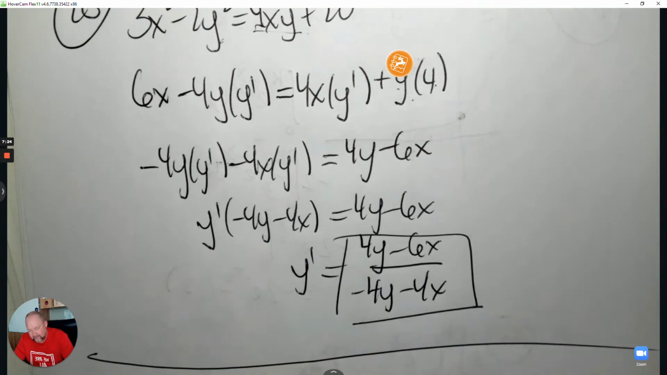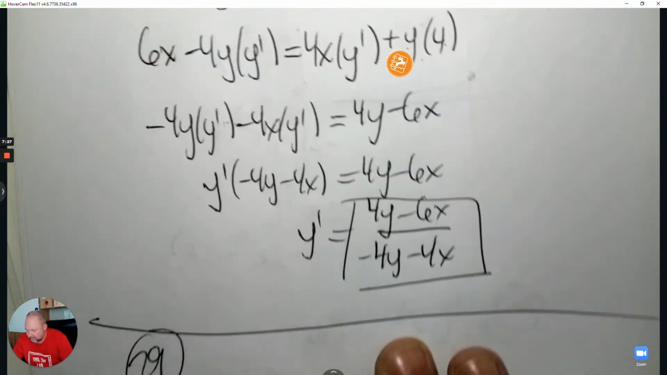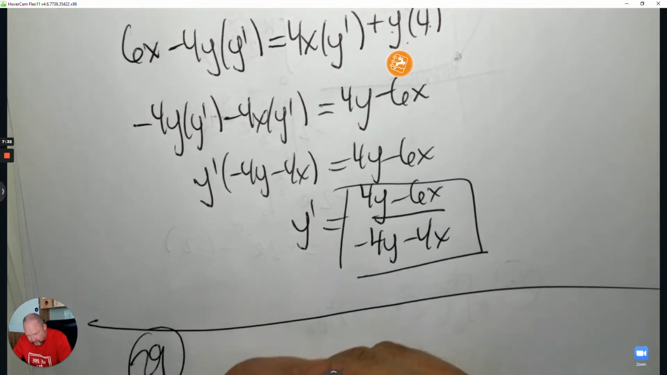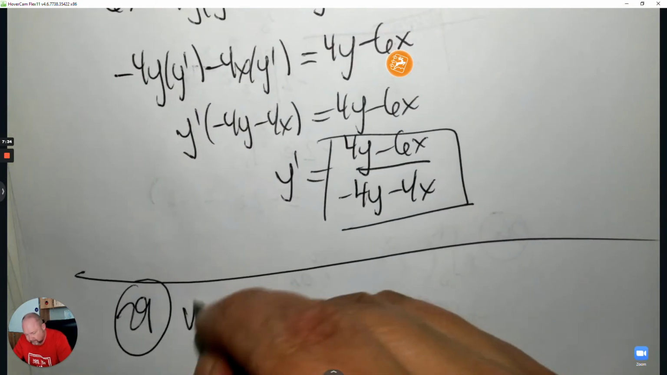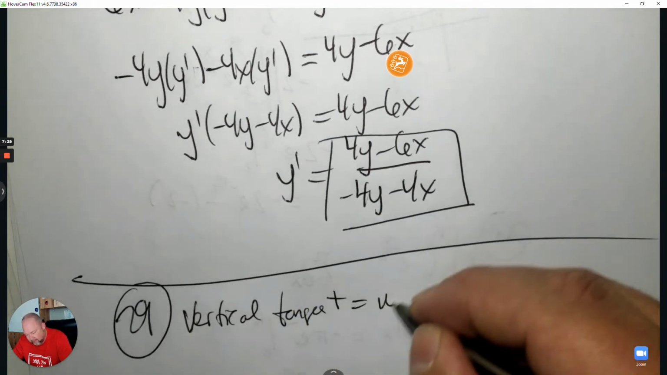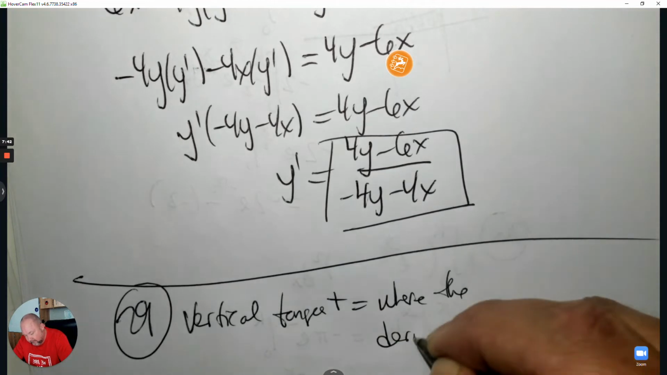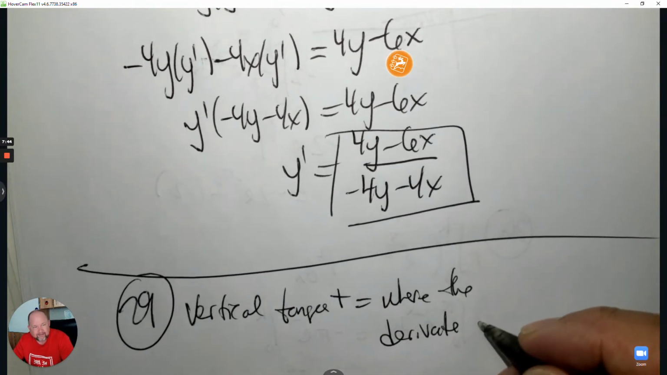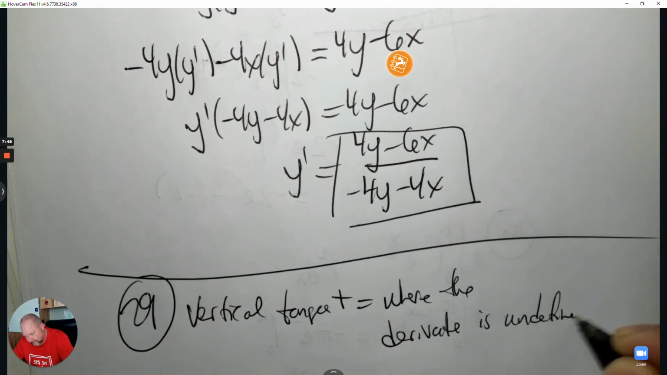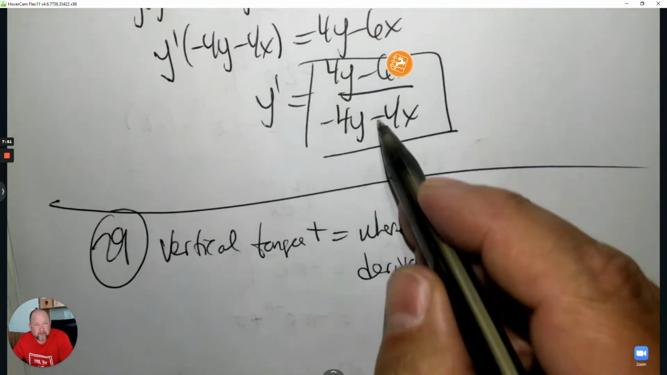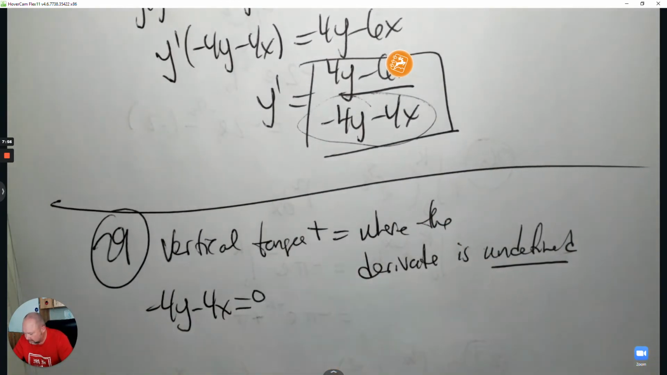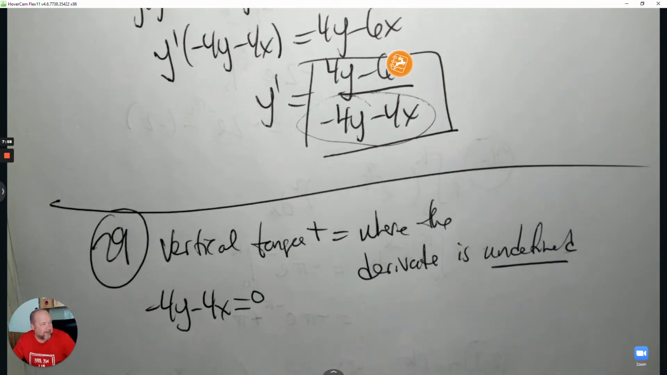Number 29. Oh, find the points in problem 28. Vertical tangents. So a vertical tangent means where the derivative is undefined, because the slope of a vertical line is undefined. So where is this undefined? Only look at the denominator. Make it equal to 0. And then solve it.